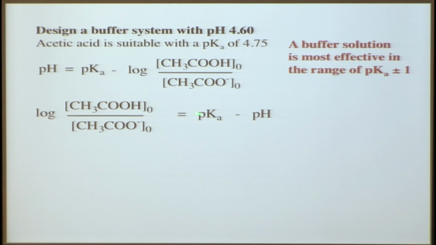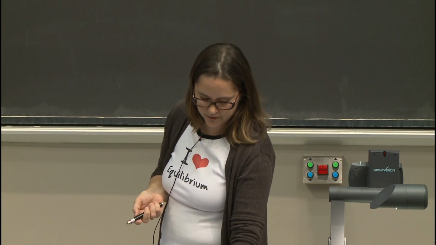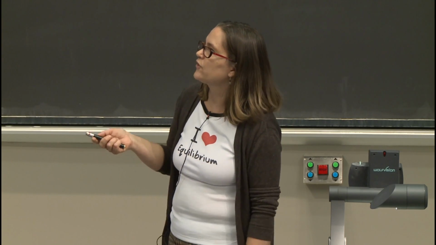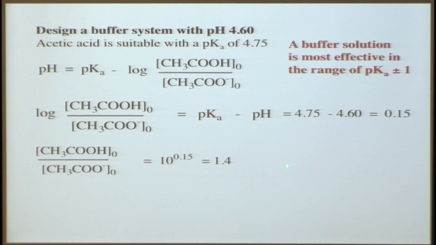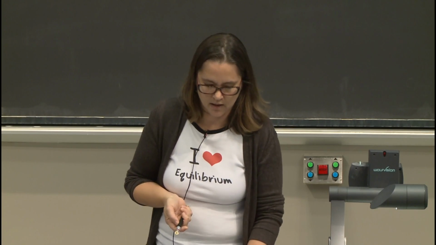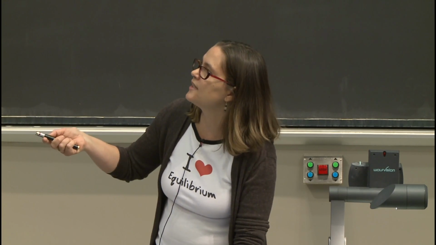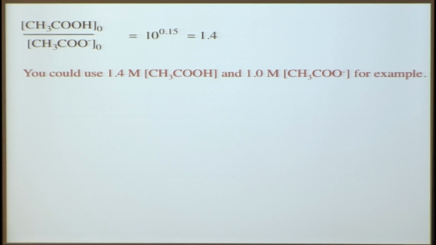We know the pKa, and we know the pH that we want. And so we can subtract those, and we get that the log of the ratio should be 0.15. And then inverse log will tell us that the ratio then of the acid to the conjugate base should be 1.4. So you should use things with that ratio. So for example, you could use 1.4 molar of the acid to 1 molar of the conjugate base.